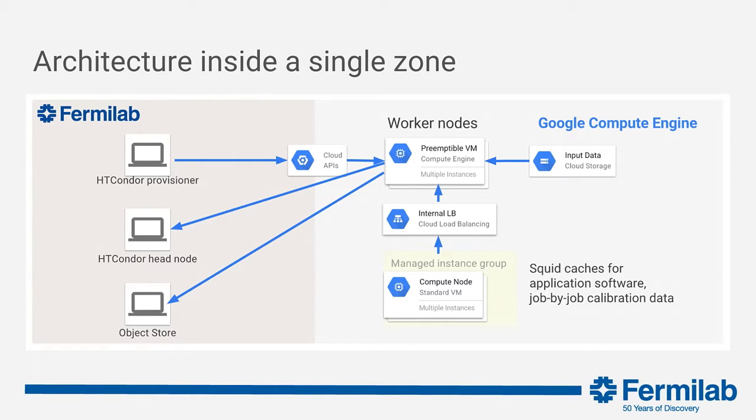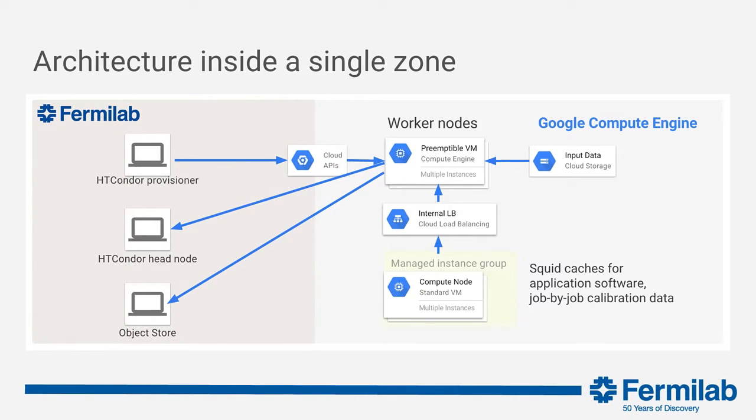All right, so let's look a little closer at the architecture of what we're doing inside a single zone. We have a provisioner talking to the Google Cloud APIs, and that launches our worker nodes. We did everything with preemptible VMs because they're priced right for us. We have enough fault tolerance built in. If something gets preempted, we just resubmit the job. There's no magic state we have to keep with these things because every collision is independent.